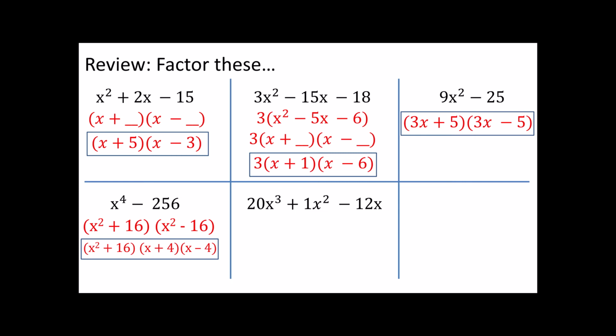Here's one for you. I'm assuming you've already paused the video and tried that on your own. I take out my GCF. Once I've taken out the GCF, I'm going to split this into two binomials. I'm looking for things that multiply together to give me 20x squared. It could have been 10 and 2 or 20 and 1, but through guessing and checking, I was able to come up with the solution you see here.